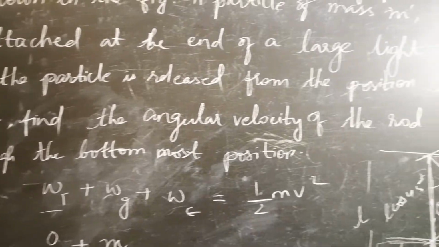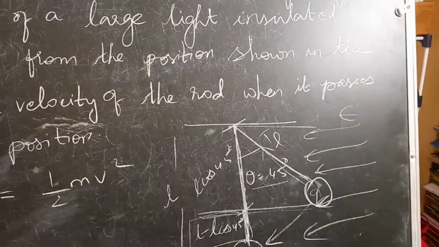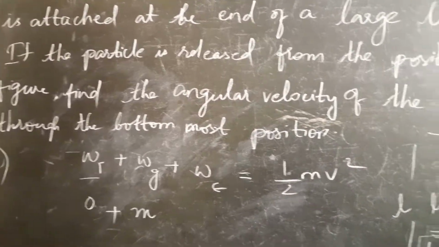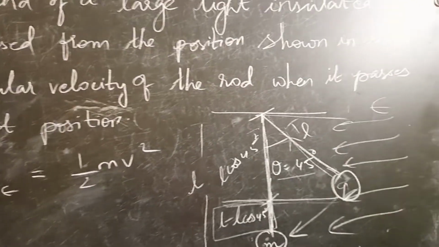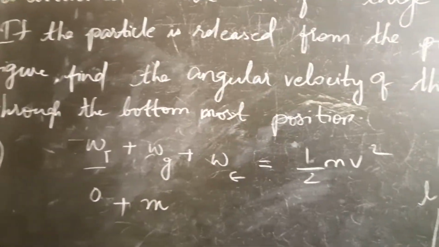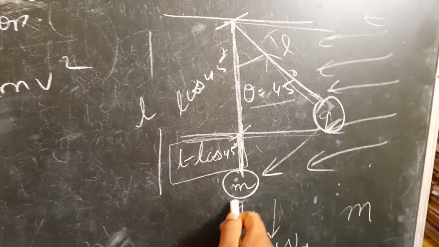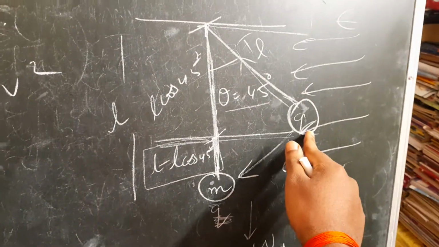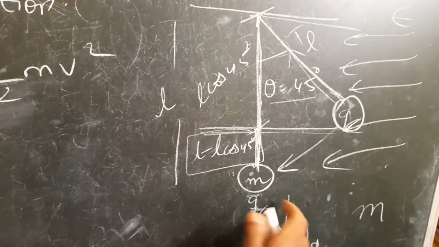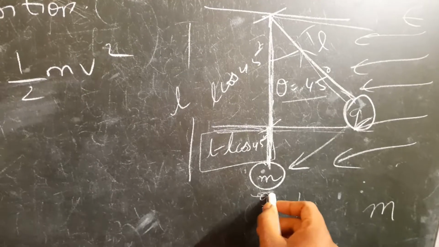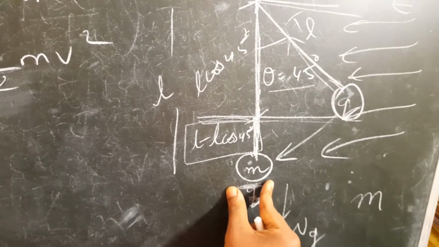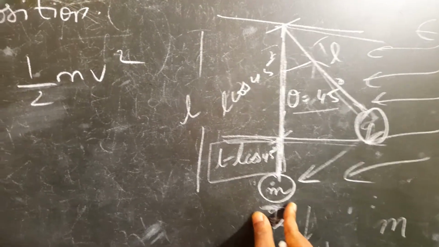If the particle is released from the position shown in the figure, find the angular velocity of the rod when it passes through the bottom most position. So this is the position that they are referring to. Initially the charge is at this position, and when it is moving from here to here, at the bottom position, what would be the angular velocity? That's what they are asking us to find.